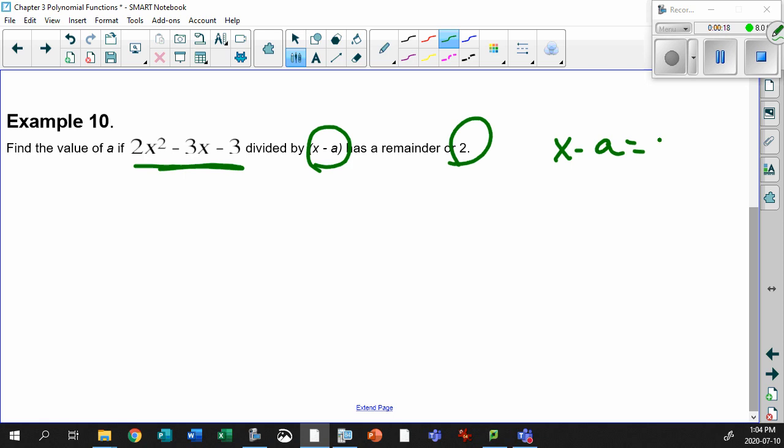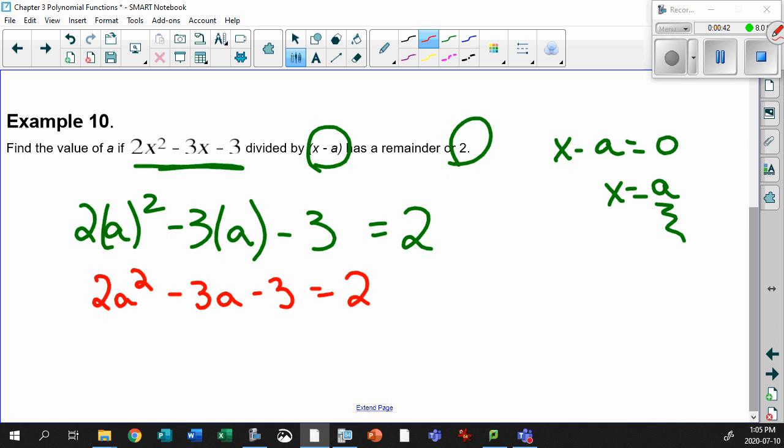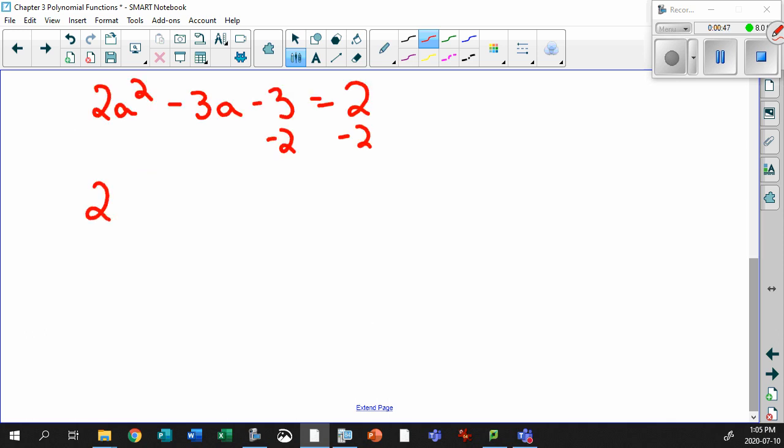X minus a equals 0, so guess what? X equals a. Substitute that in. Wherever there's an x, now put an a. 2a squared minus 3a minus 3, and that has to equal 2. Well, what does that give us? I don't know. We haven't figured it out yet. This is 2a squared minus 3a minus 3 equals 2. Let's bring that 2 over. Okay, here we go. This is going to give us 2a squared minus 3a minus 5 equals 0.